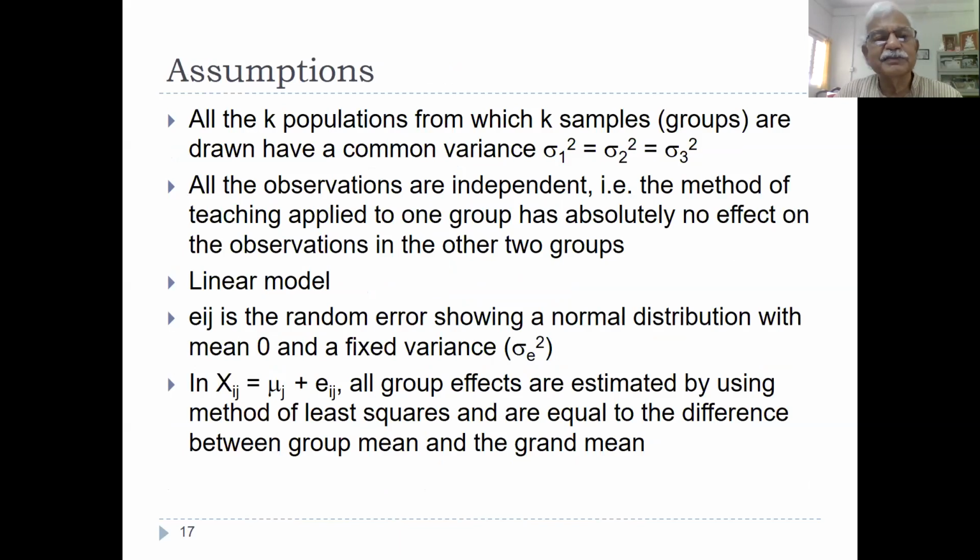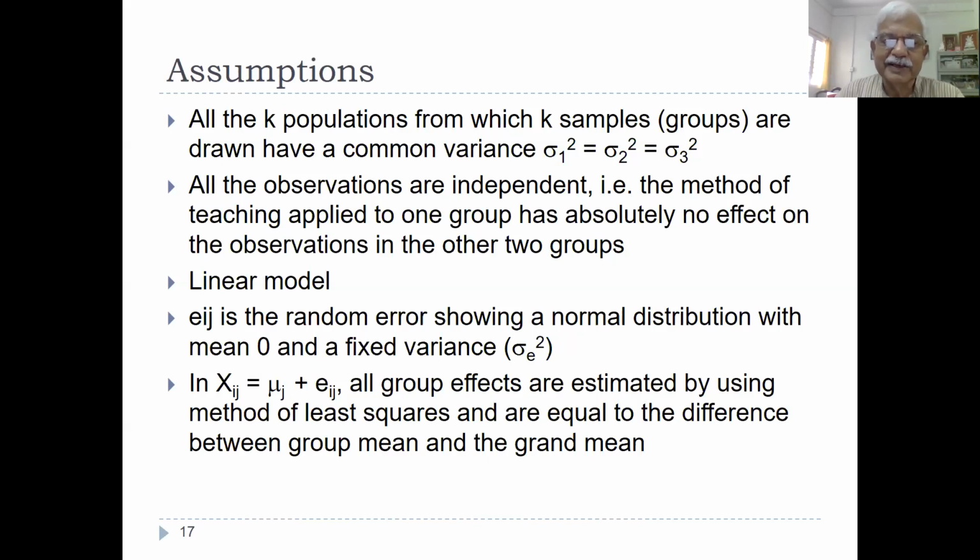Now, there are some assumptions in application of ANOVA. All the K populations from which K samples are drawn have a common variance. Second, all the observations are independent of each other. That is, the method of teaching applied to one group has absolutely no effect on the observations in the other two groups. The model is linear.